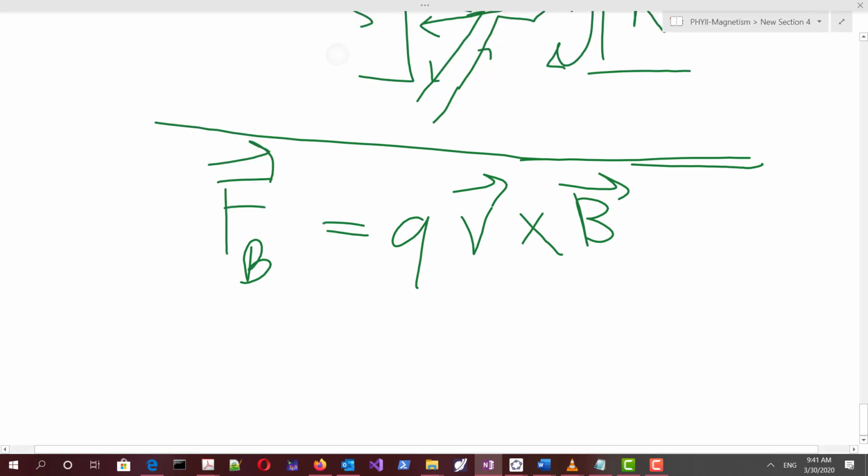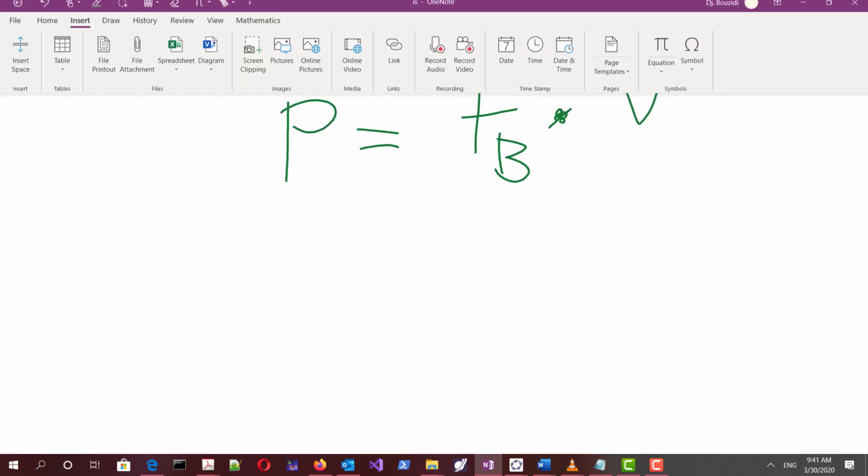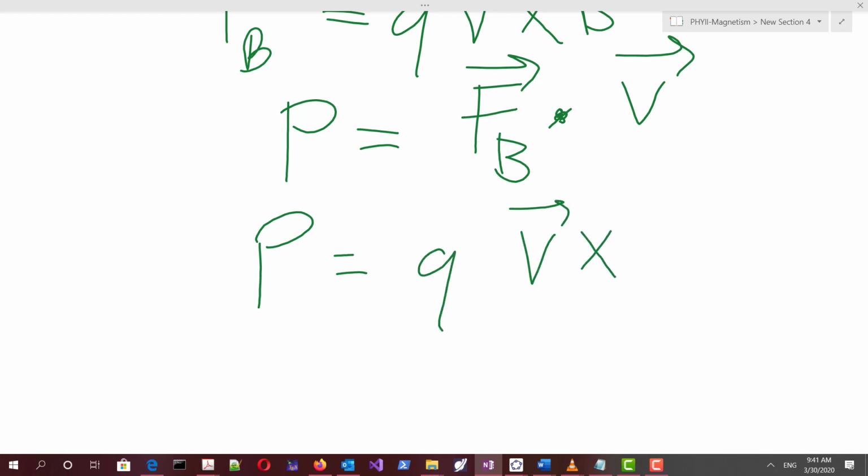Okay, so this is a charge moving inside the magnetic field with the velocity v. And if I'm interested in finding how much work this magnetic force will do, all I have to do is multiply by the displacement, or let's find the power. So the power is equal to force dotted with velocity. This is something that you have seen. This is the dot product, not the cross product. So if I do that, then the power that the magnetic force will deliver for a charge moving with a velocity v inside the magnetic field will be given by q v crossed with B and dotted with v.